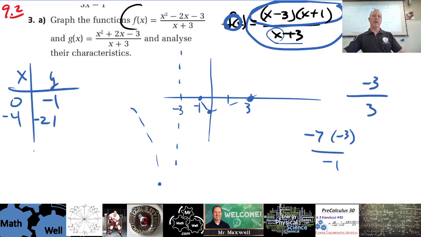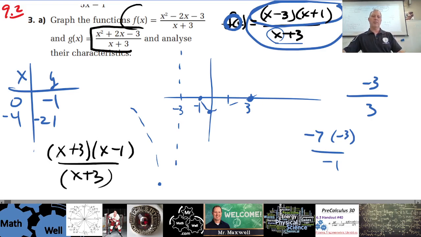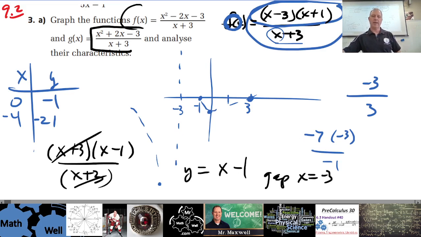The bottom line is, when you factor the top and the bottom, it's going to be x plus 3 times x minus 1 on top, and x plus 3 on the bottom. So these are going to cancel. So it's y equals x minus 1 with a gap at x equals -3. The graph's going to be like this. At -3, it's going to have a hole in it.